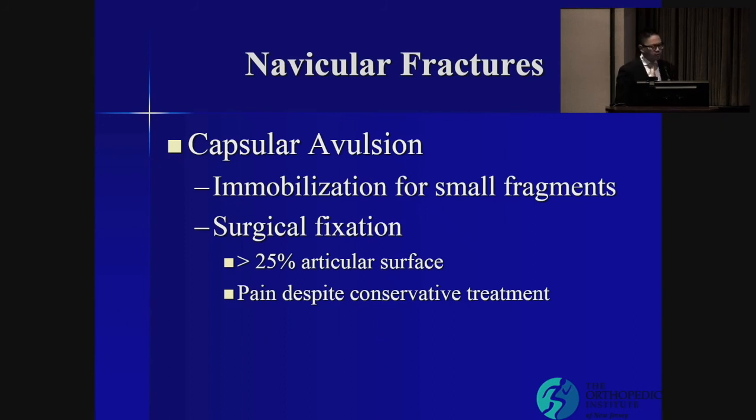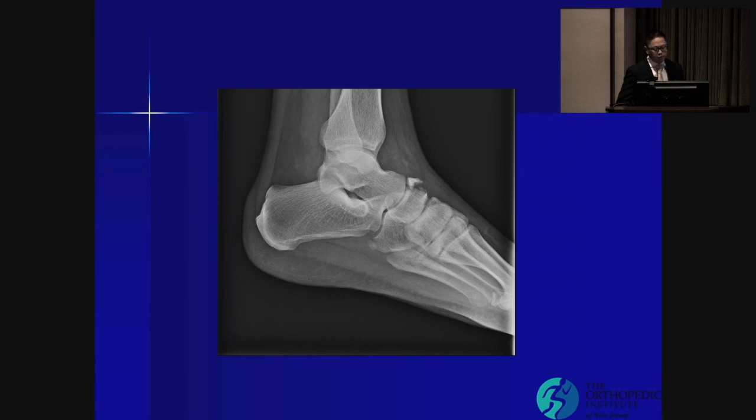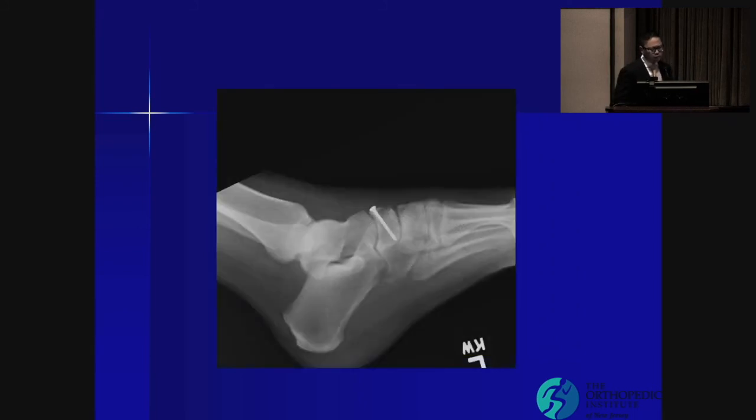When you think about surgical fixation for capsular avulsion injuries, they're more for the bigger pieces, greater than 25% of the articular surface, or if they have pain despite conservative treatment, which is what this is here. This is a lady who had a capsular avulsion fracture, pain and really no signs of healing. The way to fix these is through a dorsal approach and just lagging the piece through with a 2.7 screw, unless it's a bigger piece where you can go to 3.5, but most of these need smaller screws.